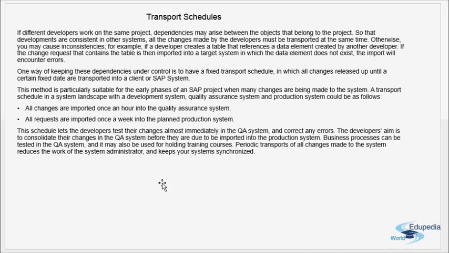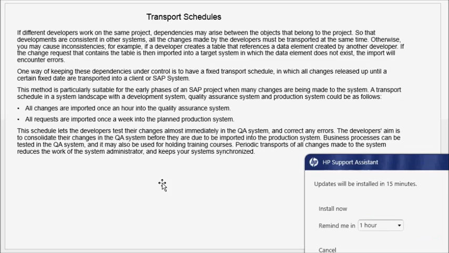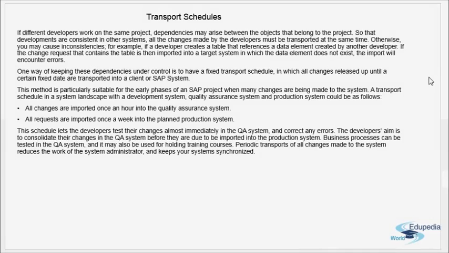For example, if a developer creates a table that references a data element created by another developer, and the change request that contains the table is imported into a target system in which the data element does not exist, the import will encounter errors. You have created a table which references a data element, and another developer is working on that data element. That data element should be transported first, and then the table. If that sequence is missed, then in the production system you will encounter many errors, and that will impact the business process and affect their cost.